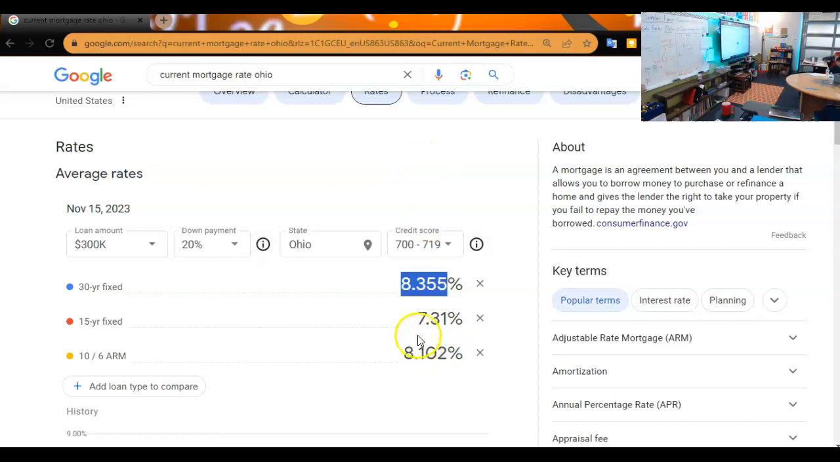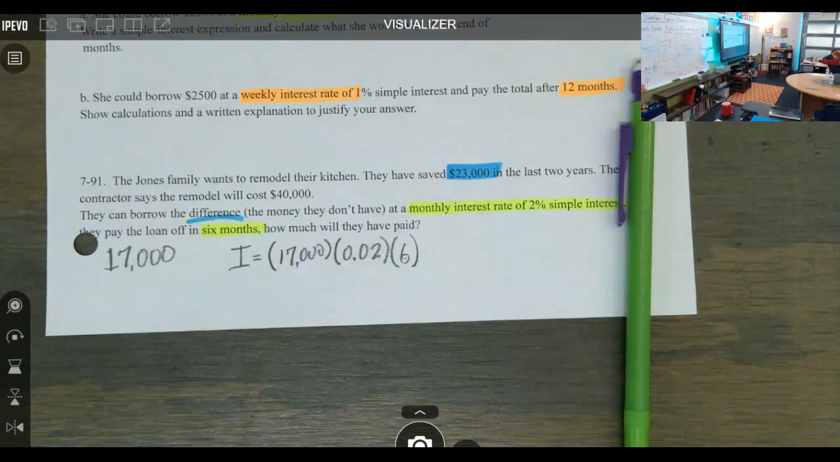Now, the banks will give you a better rate if you do a 15-year, because you're paying off more quickly, and they don't have to deal with you for as long. But yeah, and then ARM is adjustable rate mortgage. So adjustable rate, your rate might change, which could be good, could be bad. Right? Adjustable rate mortgages are their own ball of wax all in itself.